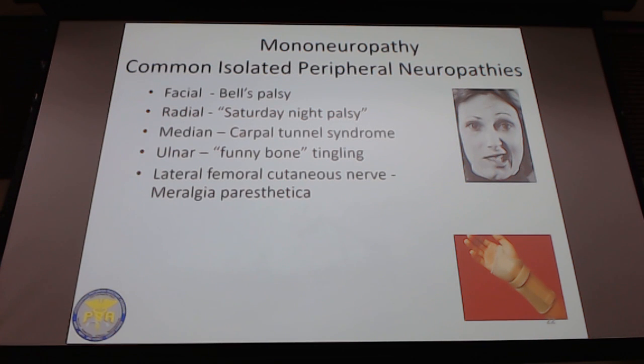Ulnar, funny bone. Anybody ever smacked their funny bone? Anybody do it often? How does that feel? It's kind of neat, I guess. It comes right back, so this is not permanent. But folks can have ulnar nerve compression up in this groove here, which can cause that permanently, which would be a little bit undesirable. And then lateral femoral cutaneous nerve impingement or meralgia paresthetica, which we'll talk about in a second.